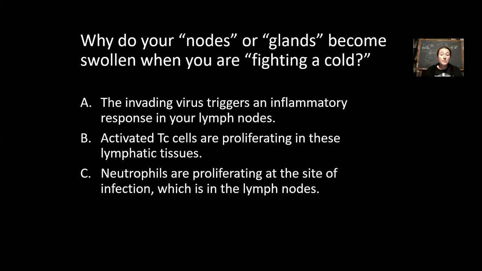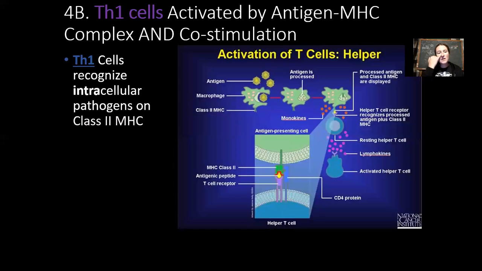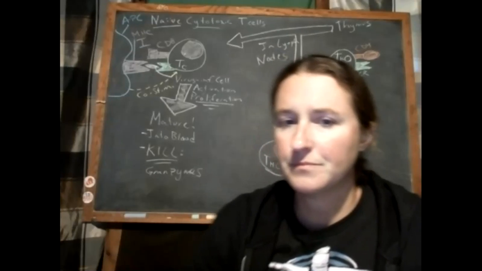And finally, neutrophils are proliferating at the site of infection. Maybe that is possible to an extent, but the lymph nodes are certainly not the site of an infection. Okay, so I just wanted to go through those questions before we carry on here. And I have made a couple modifications to the diagram since we saw this last.